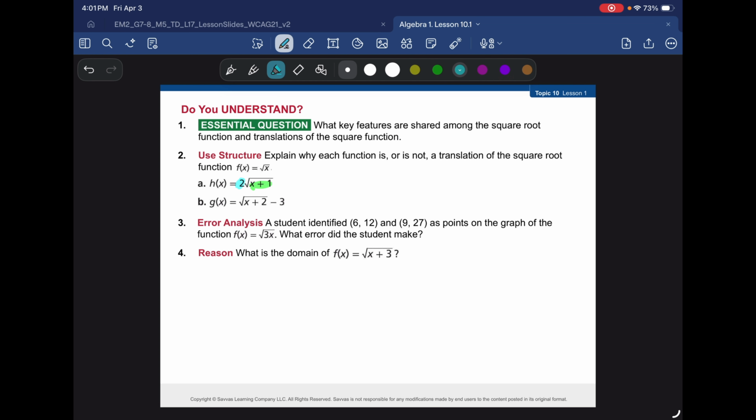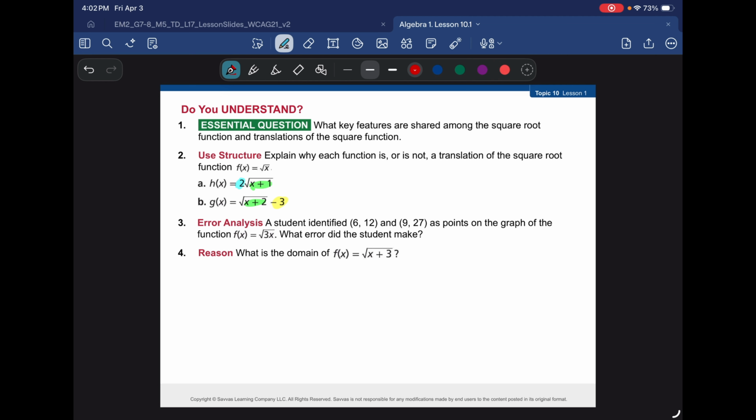For g of x, we can see that we do have a horizontal shift and we do have a vertical shift down 3, but those are both translations, so we have not stretched or compressed our function. Number 3, error analysis. These are great for checking your understanding to see if you can spot a mistake. A student identified 6, 12 and 9, 27 as points on the graph or solutions to the function square root of 3x. What error did the student make?